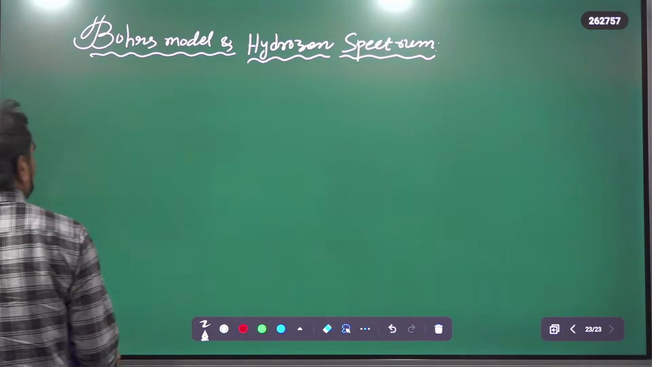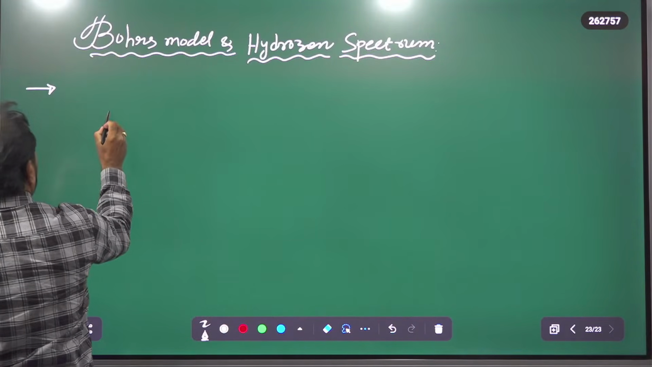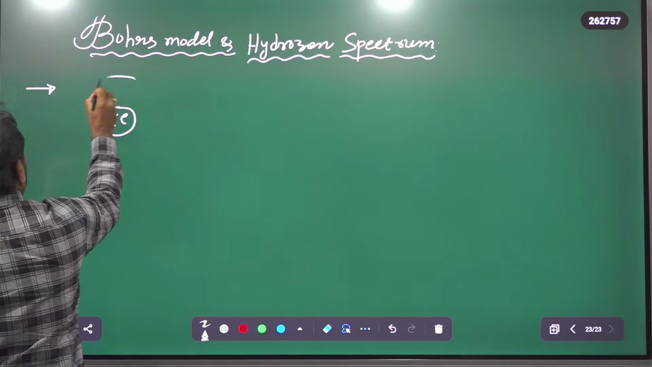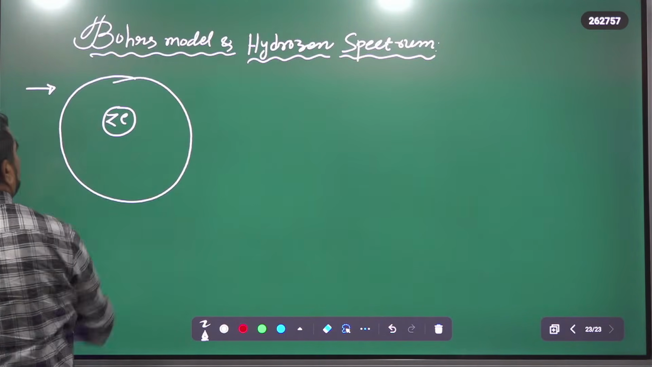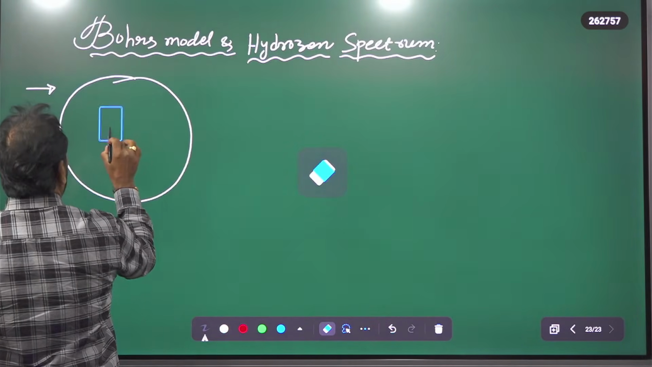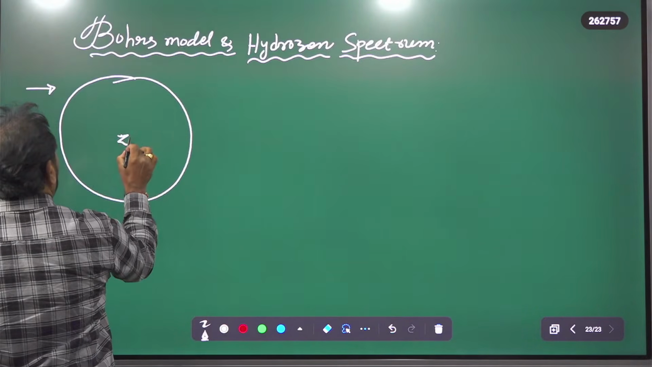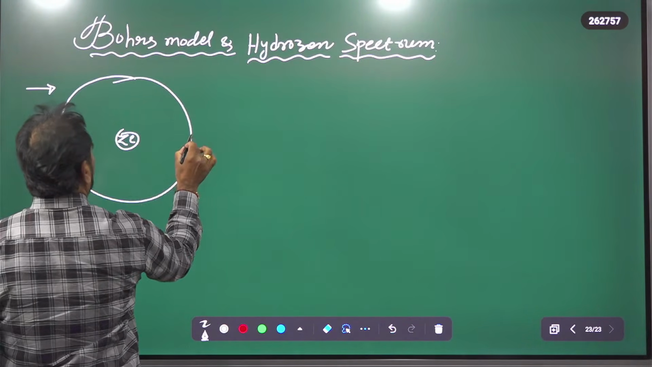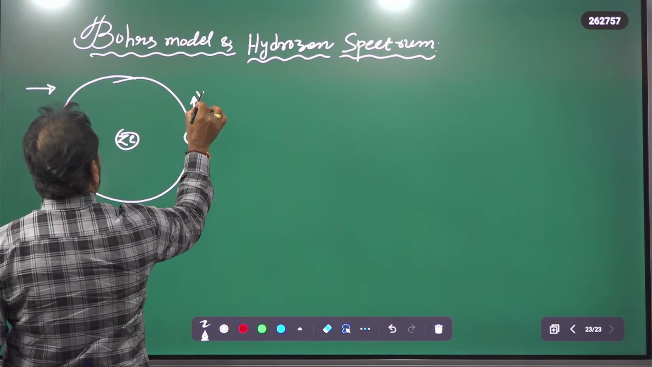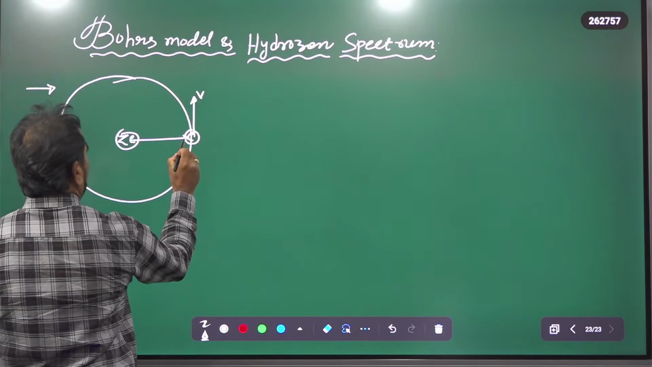Suppose we consider a nucleus. The first postulate is given here. This is a nucleus of charge Ze. An electron is revolving around the nucleus like this. This is an electron, revolving around the nucleus with a velocity v at radius vector r.